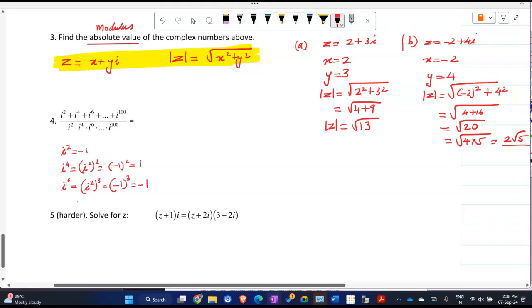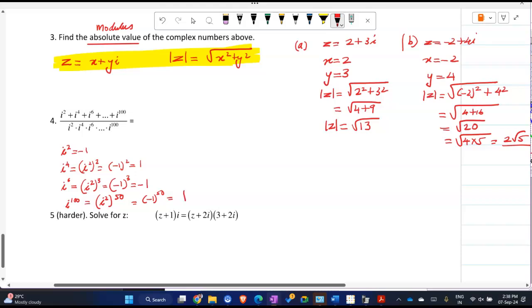What's the way to think of this? Is it like to memorize what i squared is and what i cubed is? So you try to write everything in terms of i squared and some power. Like i raised to 100 would be what? i raised to 100 will be i squared raised to 50. So i squared is minus 1 raised to 50. So what will that be?